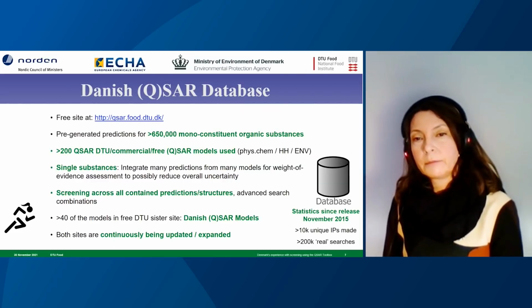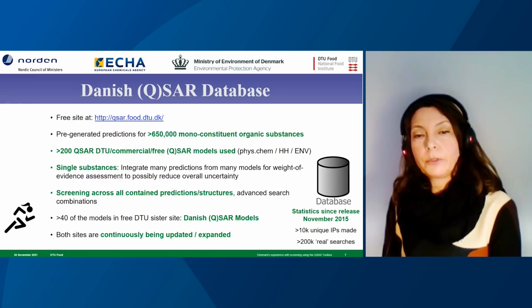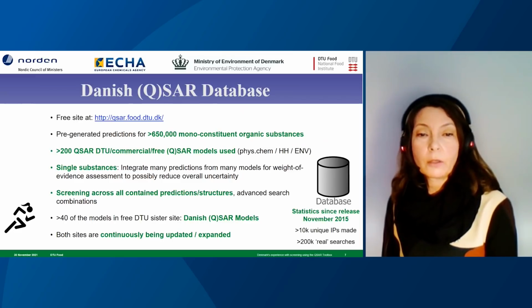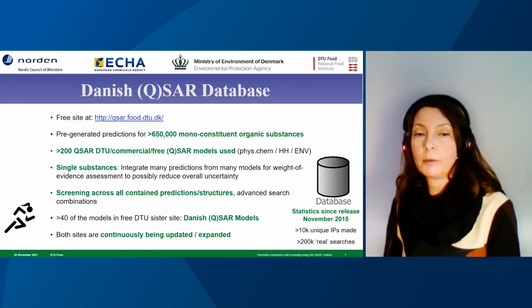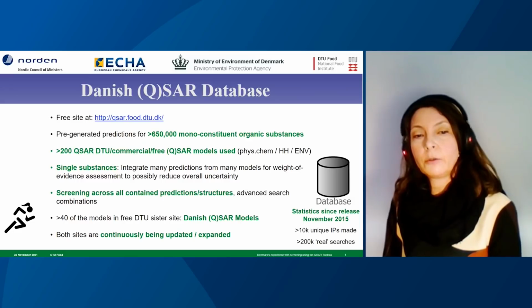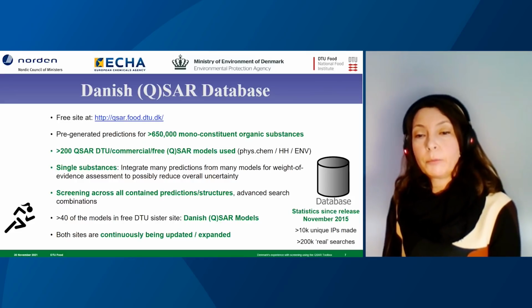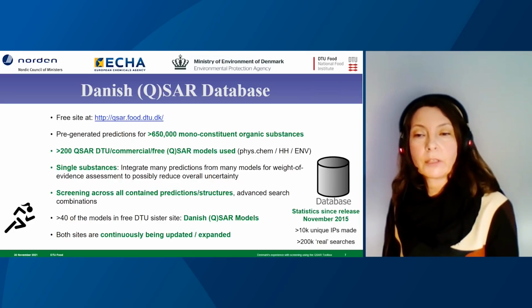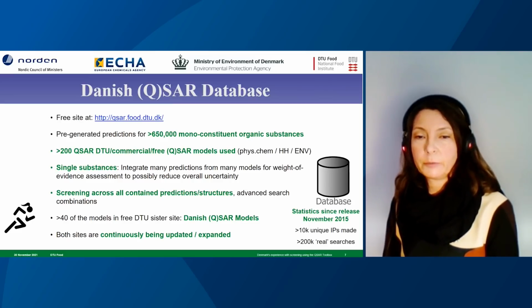Turning to the Danish QSAR database, it's a free system that you can access at the hyperlink I've given here, and where we have pre-generated predictions for a little over 650,000 monoconstituent organic substances. We have used a lot of models that we have developed ourselves, or we have licensed, or free systems. And they cover endpoints within physical chemical properties, human health, and environment. And the idea of the database is that you can, for example, look up a single substance where you get all the predictions from all the contained models in one big report so that you can see how do they look? Do they support each other, or is it maybe a substance that's more difficult to predict and so on? And in the end, maybe you can reduce the overall uncertainty in your weight of evidence assessment.